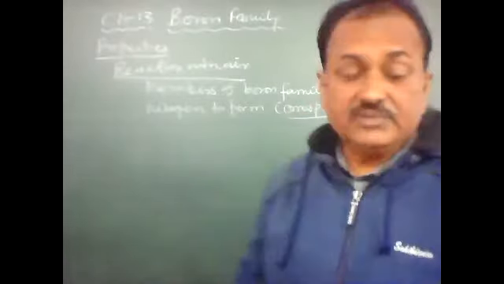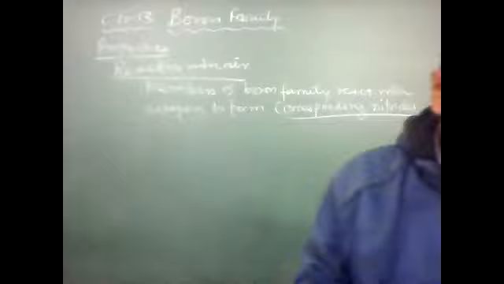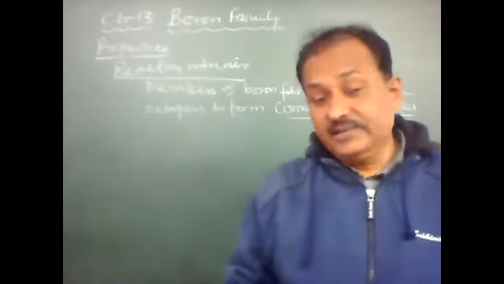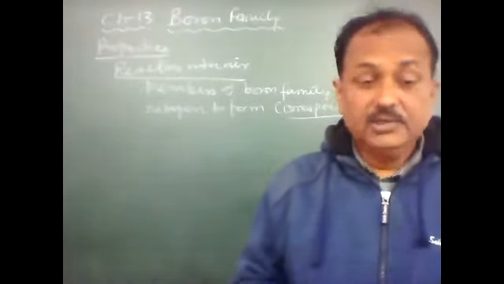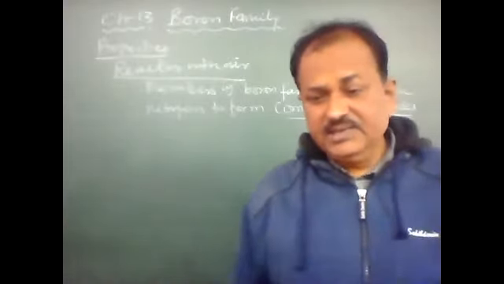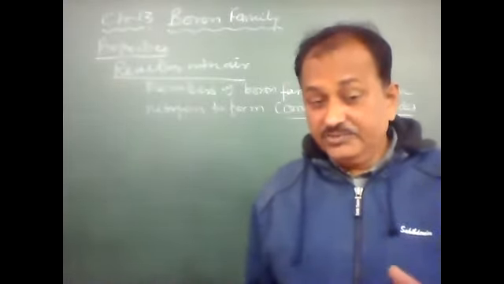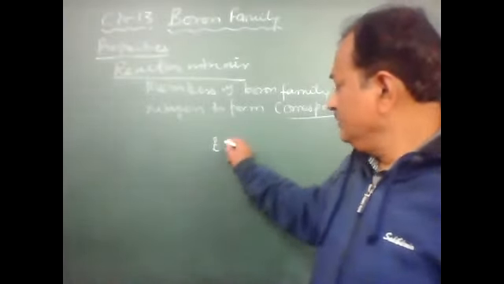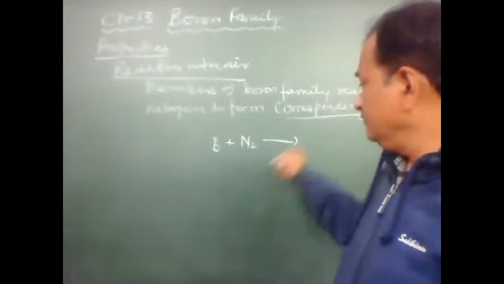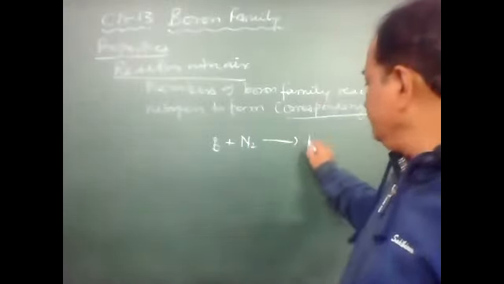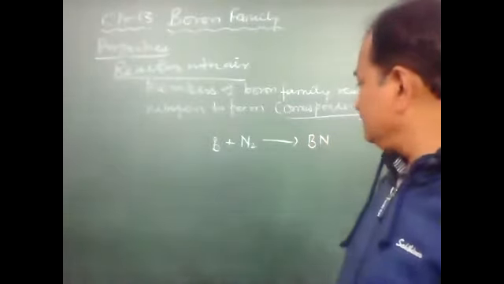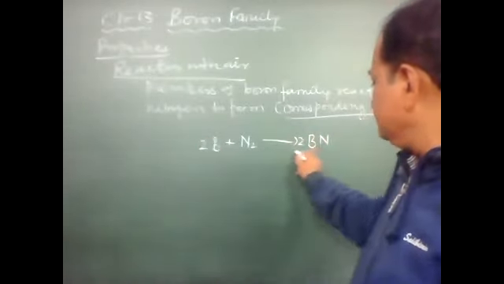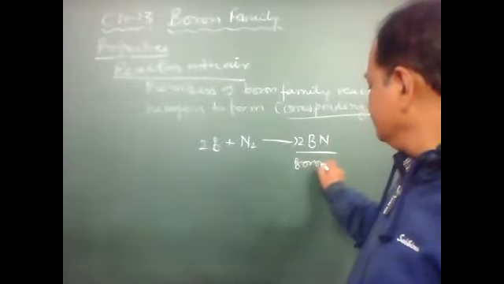Corresponding nitrides. What are nitrides? Similarly like oxides and hydrides, nitrides are the compounds formed by reaction between nitrogen and the concerned element. Like if we take boron, boron plus nitrogen, there will be boron nitride. You have to balance it. This is boron nitride.